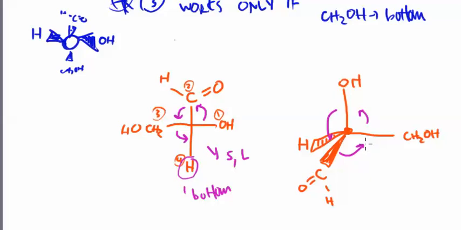So number 1, rank the groups. Number 2, draw the arrows. Number 3, if the hydrogen is at the bottom, that rotation is just like you've drawn it on the sheet of paper. If it's not, it's backward. But go back to the textbook, review that material, and you'll be okay.